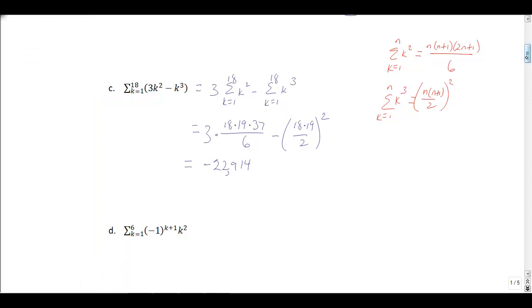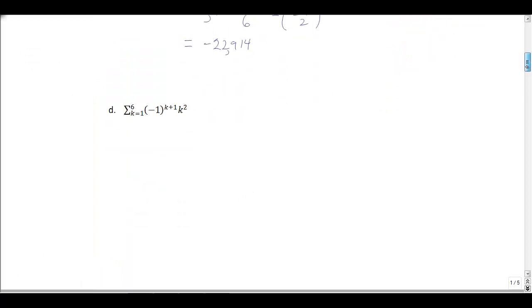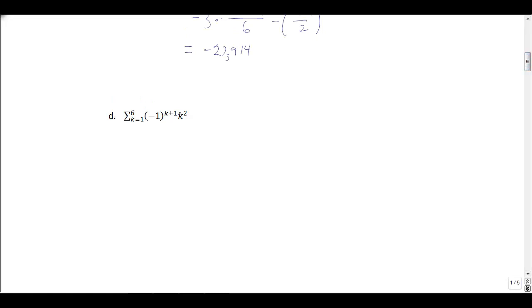Okay, next one. K equals 1 to 6, negative 1 to the k plus 1 times k squared. I'm going to just write this out. It's 6 terms. I'm thinking that's not that bad here. The negative 1 sometimes makes things more complicated. We'll deal with that in a bit, though, in the next question.